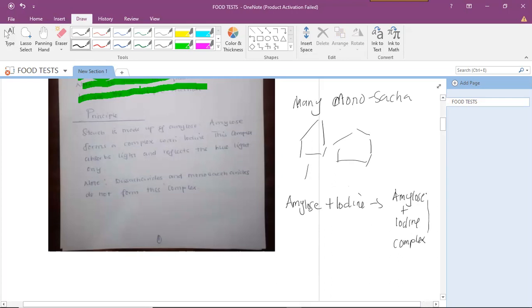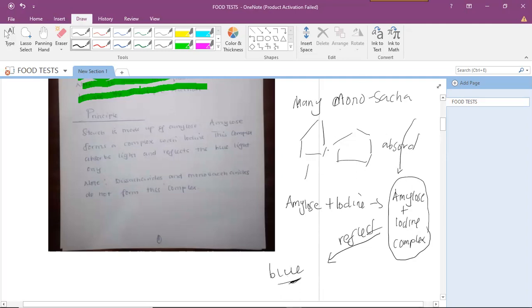So this is now the principle. What this does is that it's going to absorb light at a specific wavelength. So this amylose iodine complex is going to absorb light at a particular wavelength, and it's going to reflect a wavelength of blue. So this blue-black color is what you see as a result of the absorption and emission spectrum of the amylose iodine complex.